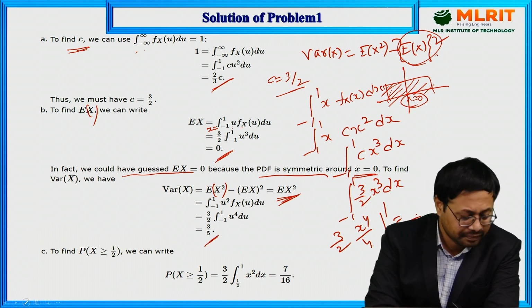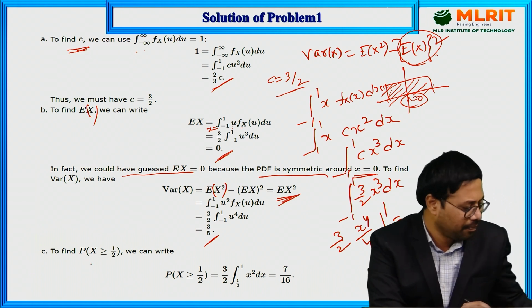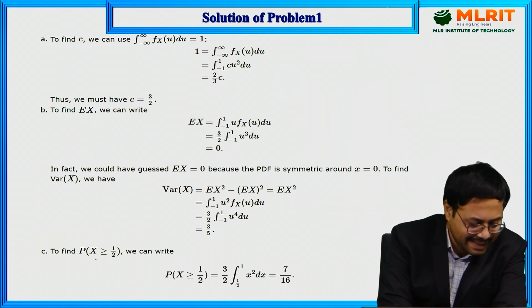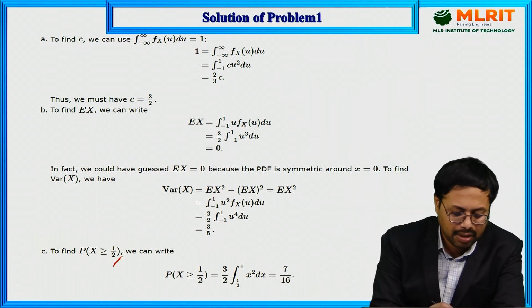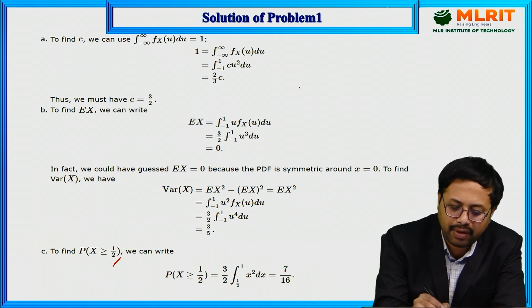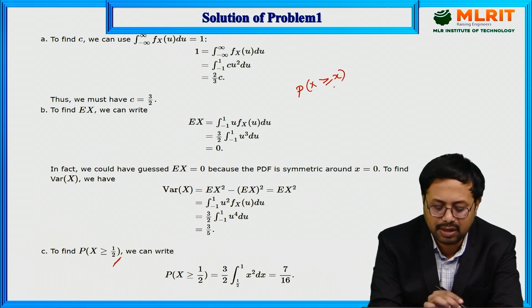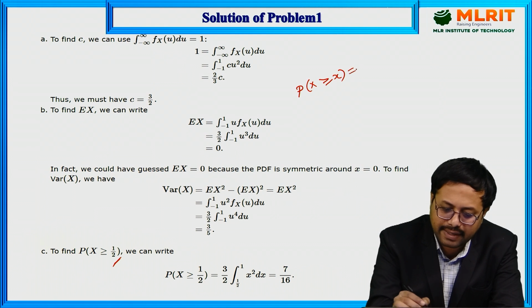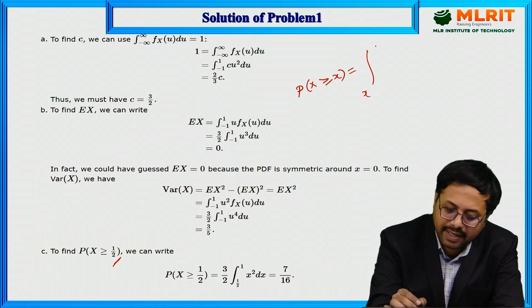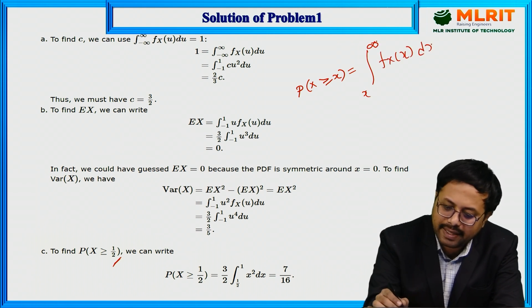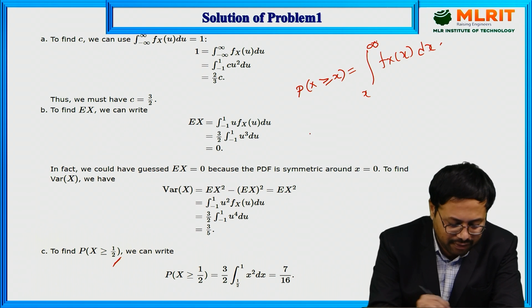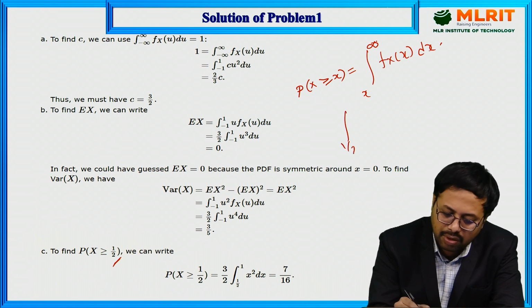Now next, probability of x greater than or equal to 1 by 2. You have the condition P of x greater than or equal to x. Here what you are doing is integration from x to infinity of fx of x dx. But here, what is given in the condition in place of x? 1 by 2 to infinity.